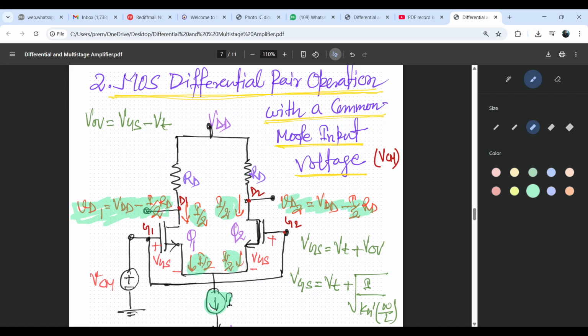VD2 is nothing but simply VDD minus I by 2 RD. Is it clear?